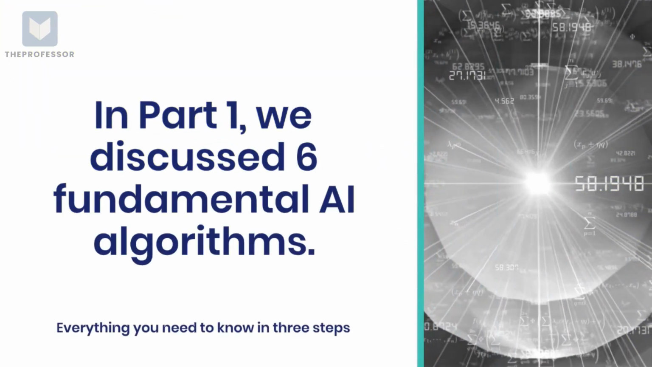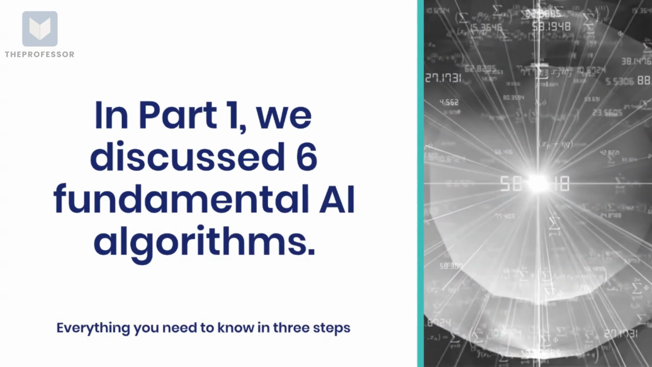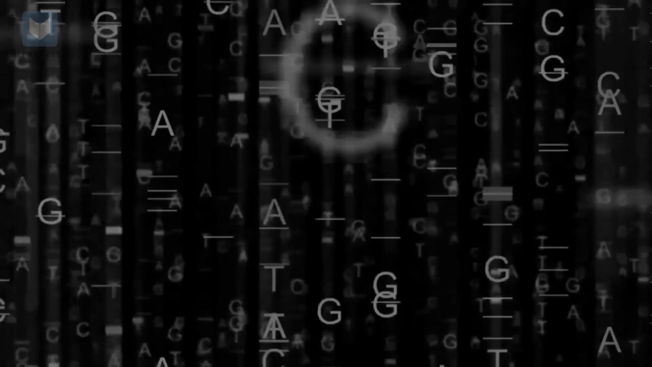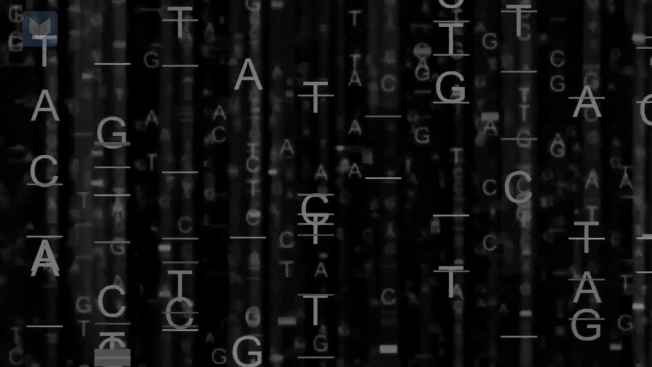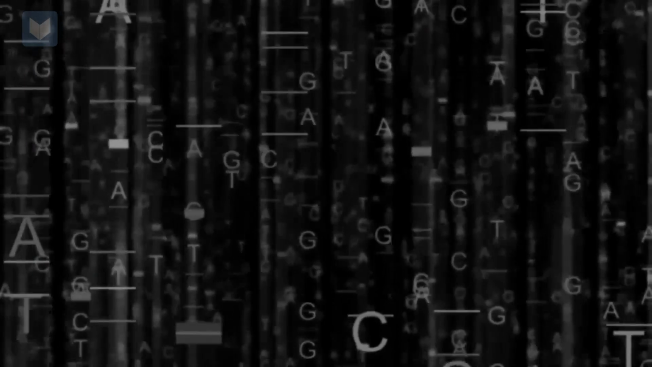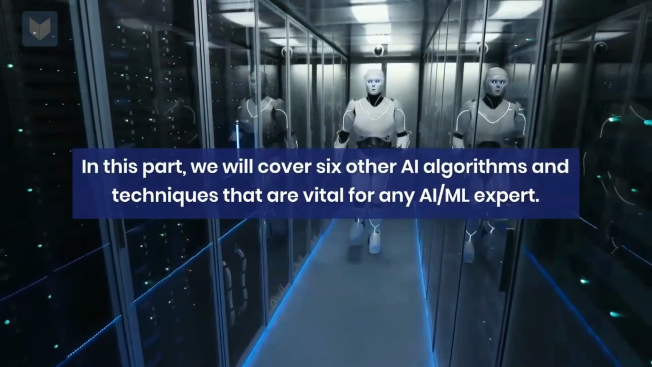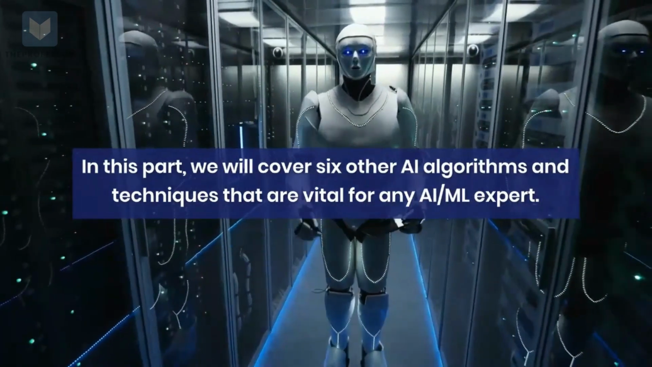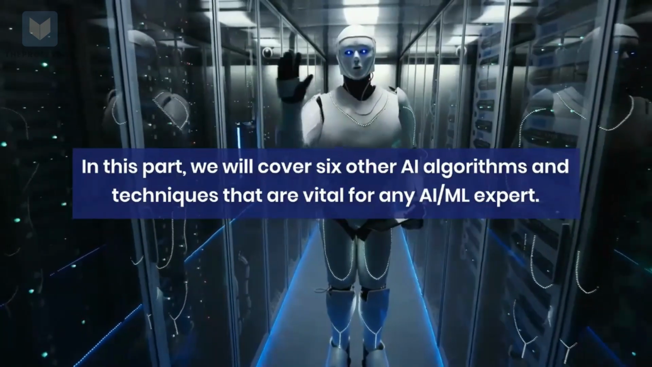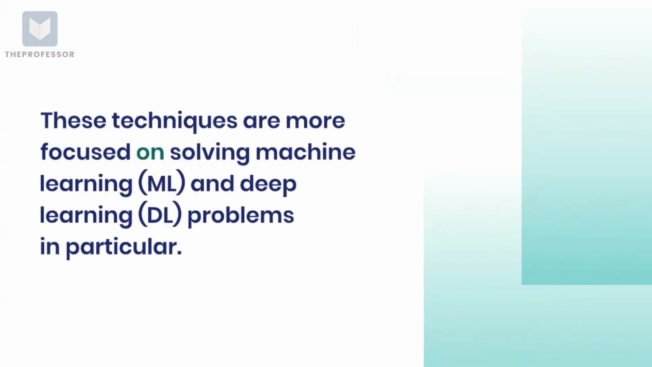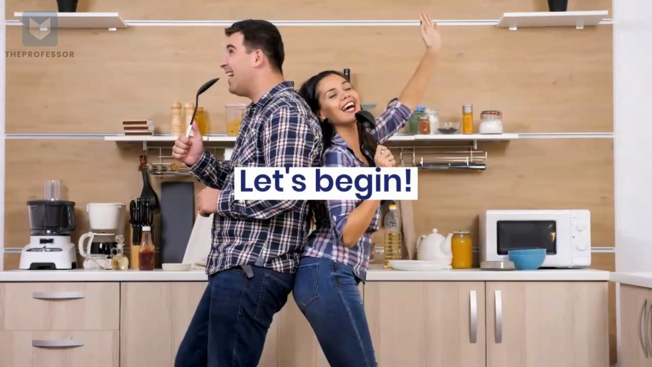In Part 1, we discussed 6 fundamental AI algorithms. These are minimax, genetic algorithm, naive Bayes, regression analysis, decision tree, and random forest. In this part, we will cover 6 other AI algorithms and techniques that are vital for any AI, ML expert. These techniques are more focused on solving machine learning, ML, and deep learning, DL, problems in particular. Let's begin.